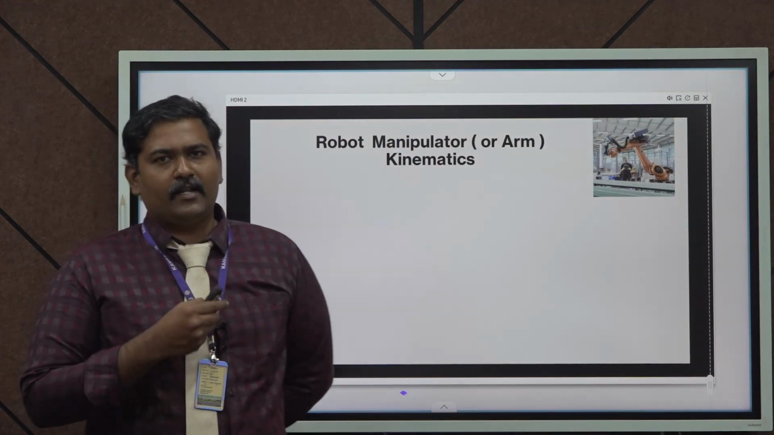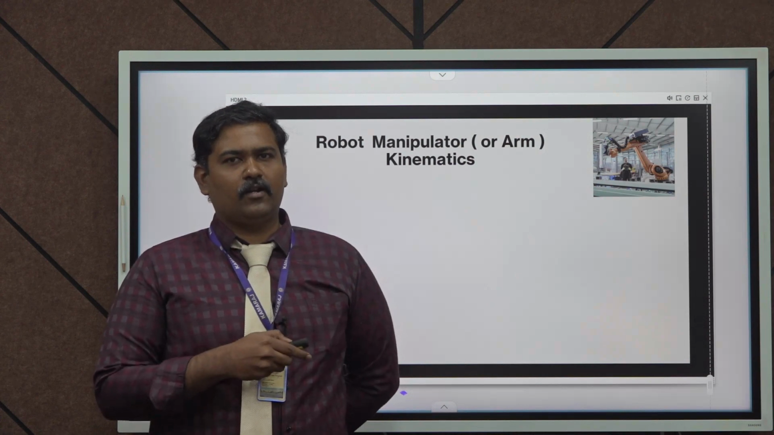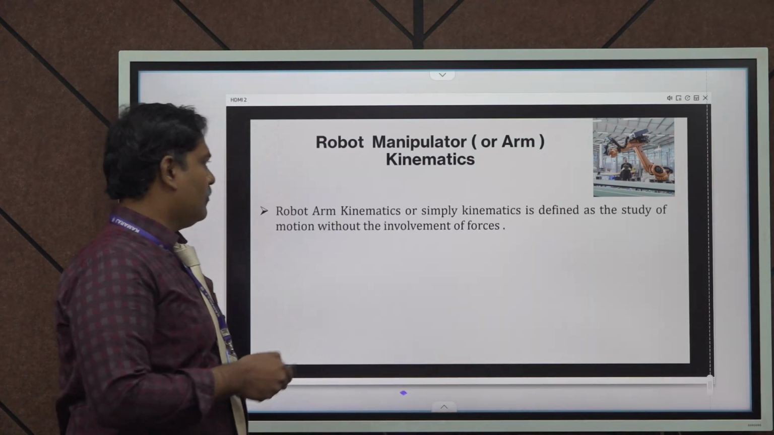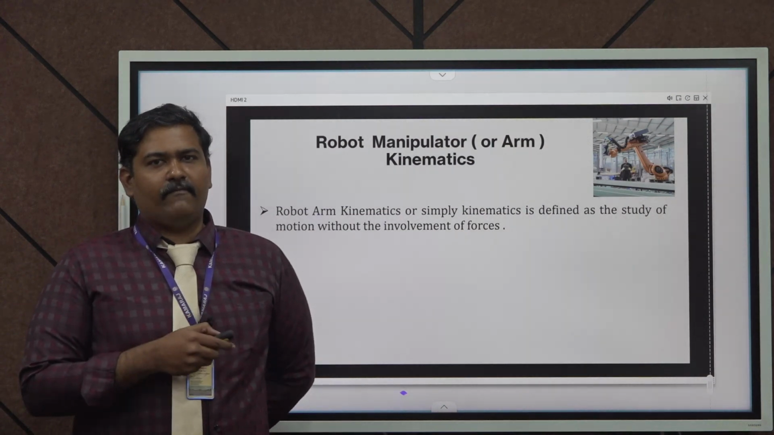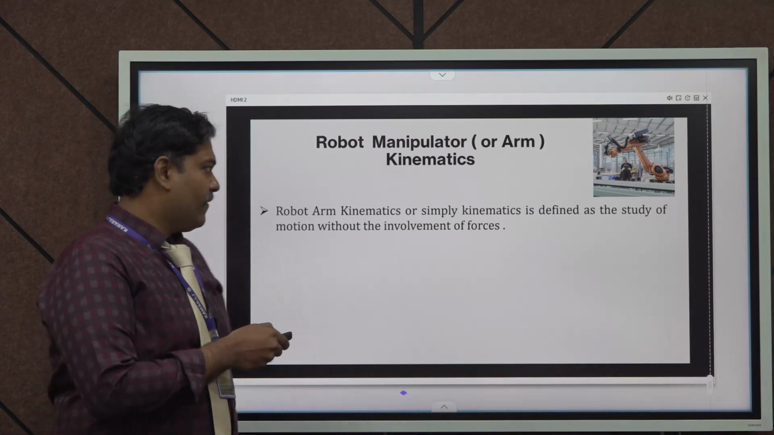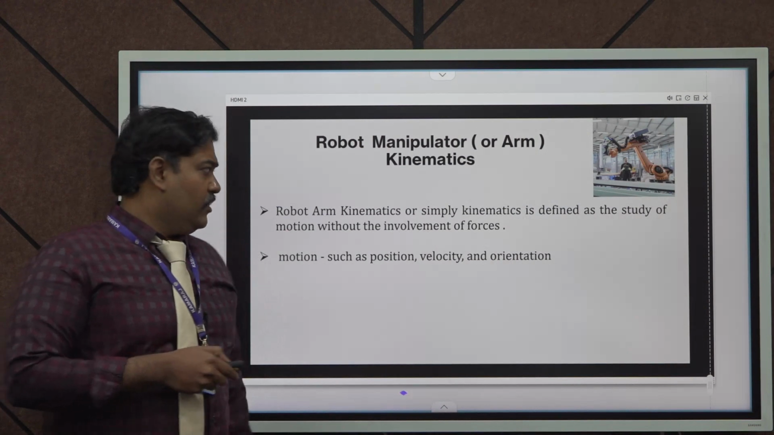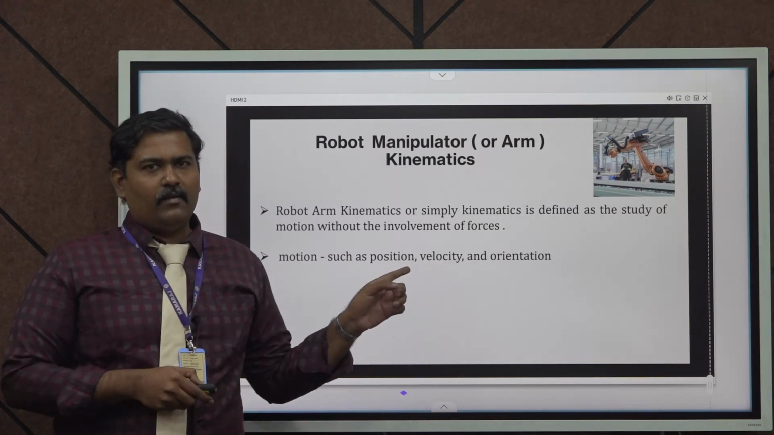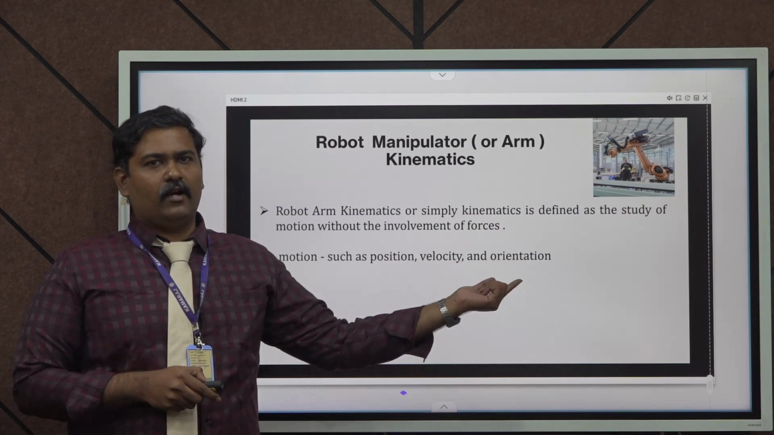Robot manipulator kinematics, or we can say robotic arm kinematics. Let us get into the topic. Robotic arm kinematics, or simply kinematics, is the study of motion without considering the involvement of forces. If we consider motion, it may be the position of the robotic arm, or the velocity of the robotic arm, or the orientation of the robotic arm.